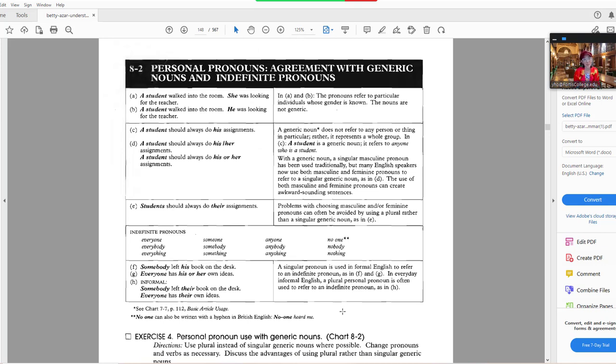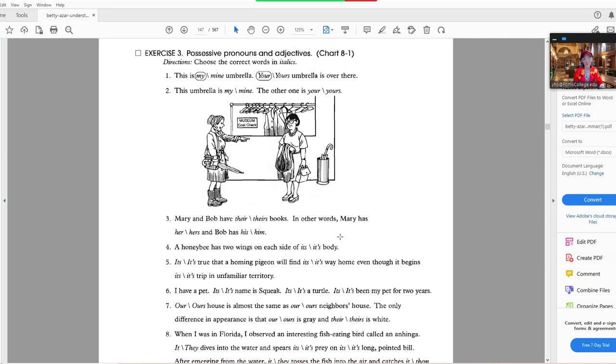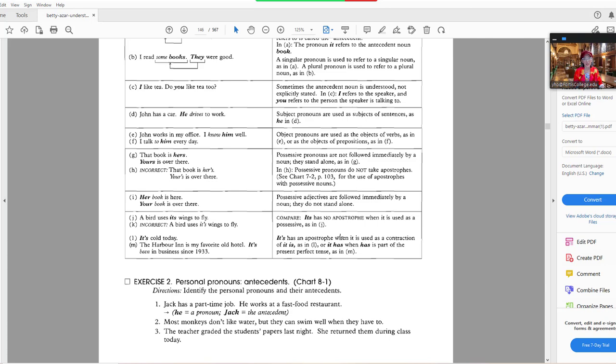So when you have a possessive pronoun, then you have mine, and then it stands by itself. And if you have, let me go back.